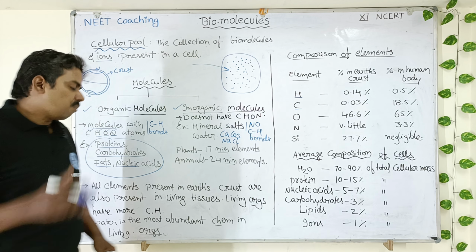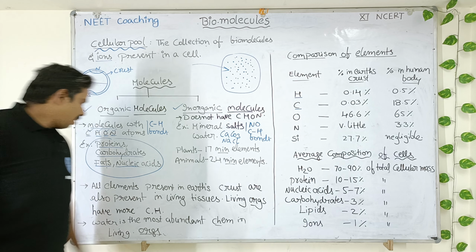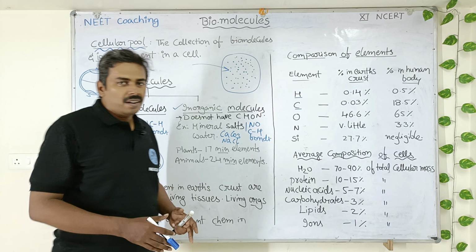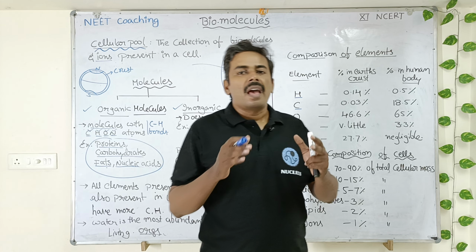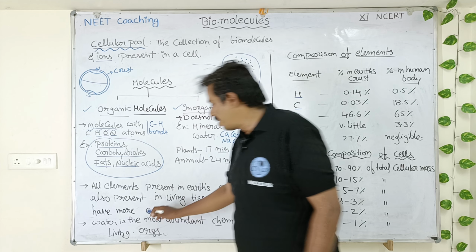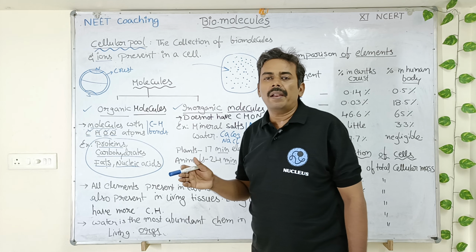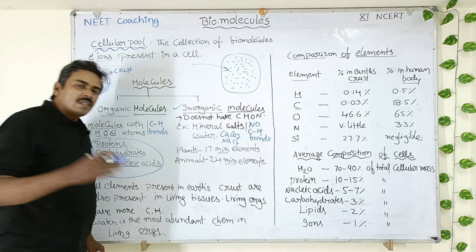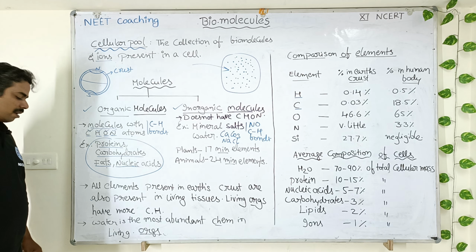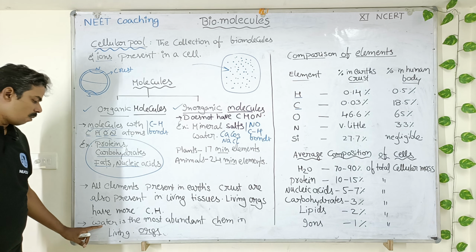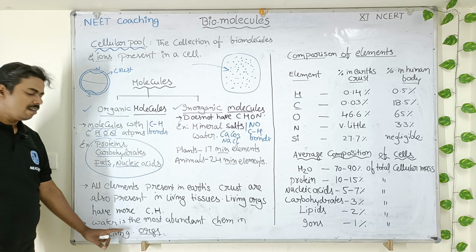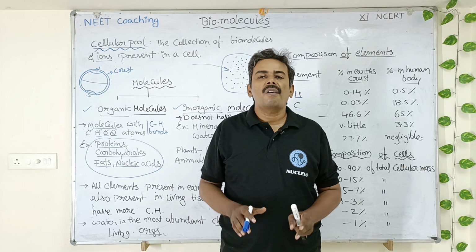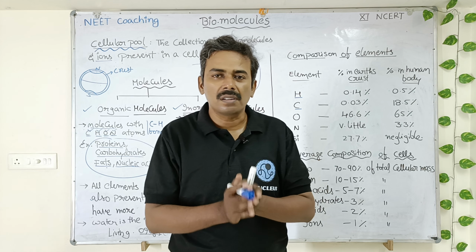Scientists also found one more fact: living organisms have a greater amount of carbon and hydrogen when compared to the Earth's crust. And what is the most abundant chemical in living organisms? It is water. Water is the most abundant chemical in all living organisms. About 70 to 90% of the body is made up of water, students.